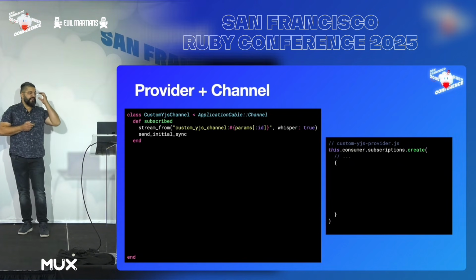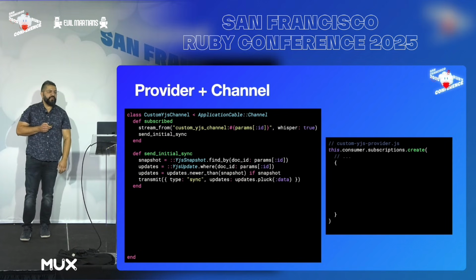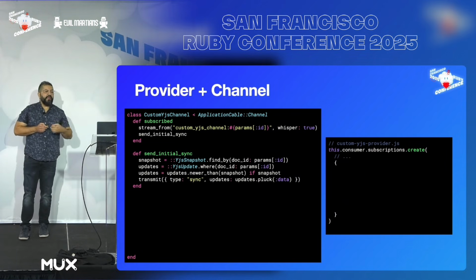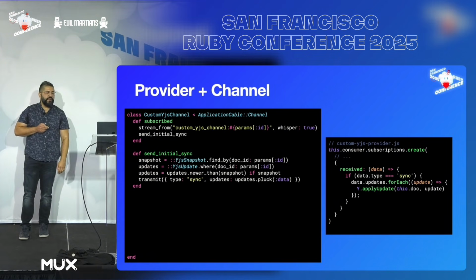My suggested interface here is to send your initial sync. I've got models for a YJS update, and I've also got models for a snapshot for that compacted version. I check: do I have a snapshot? Get me every update that's happened since that, then combine those two together and send them to the front end.